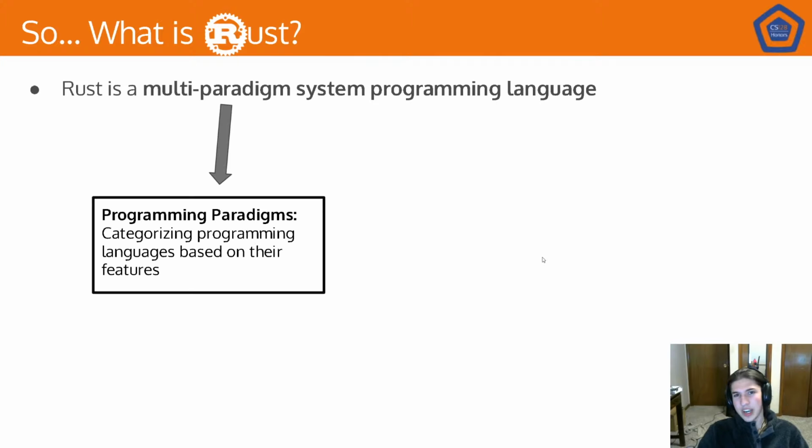Of course, Rust is a programming language. But let's really analyze what Rust is about, what makes Rust different. Rust is a multi-paradigm system programming language. Let's break down that first part. What is a programming paradigm? A programming paradigm is a way of categorizing languages based off of what features they use. The really easy example I can give you is an object-oriented language like Java compared to a functional language like Haskell that I previously mentioned.